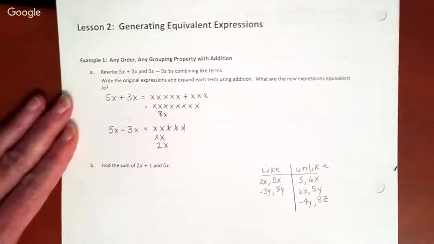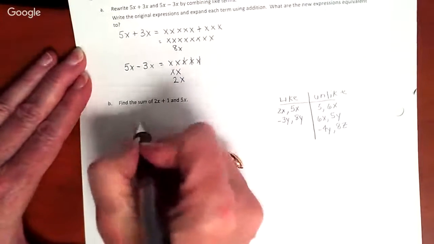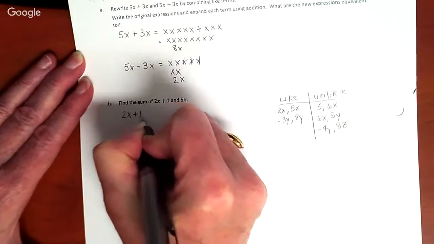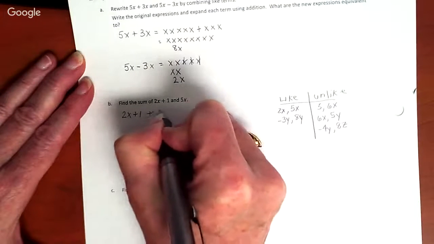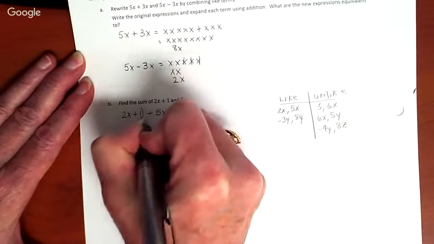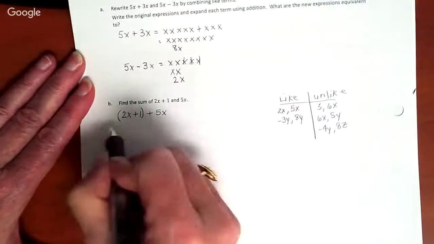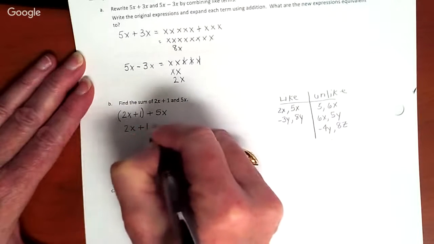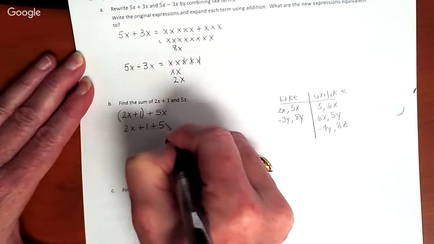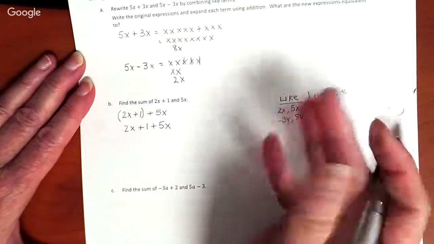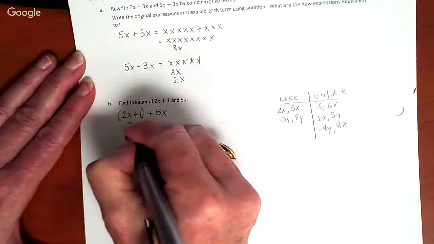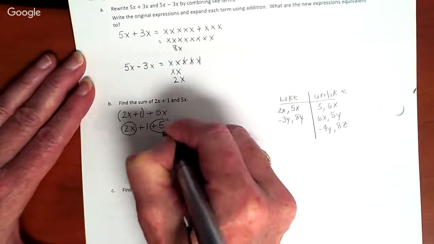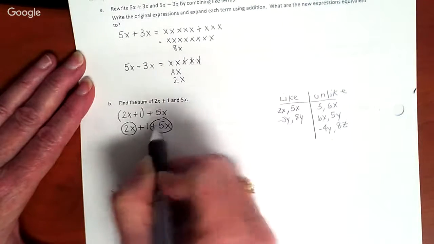Okay. So now we need to find the sum of 2x plus 1 and 5x. First thing we do is we remove the parentheses, so 2x plus 1 plus 5x. We combine, or we put together, our terms that are alike. So I'm going to circle this, I'm going to circle the sign that goes in front of it.